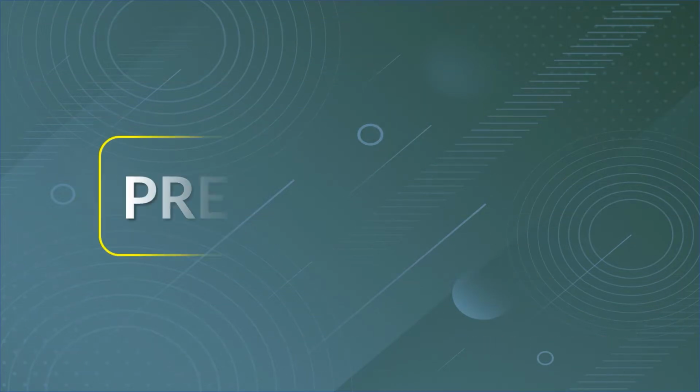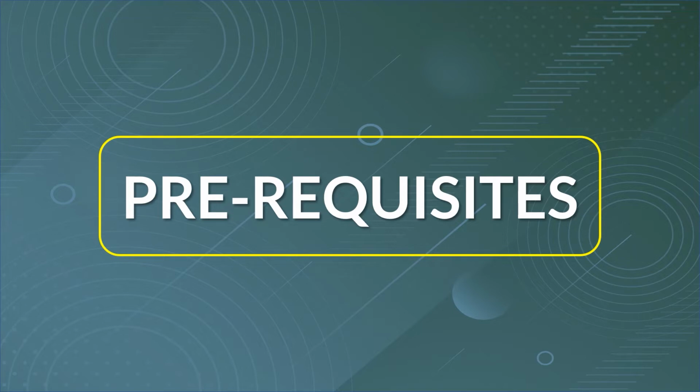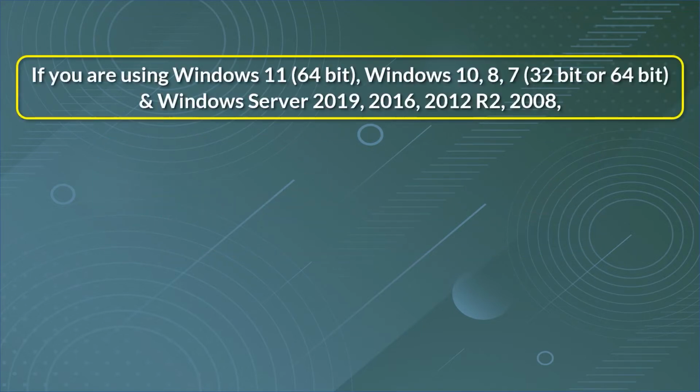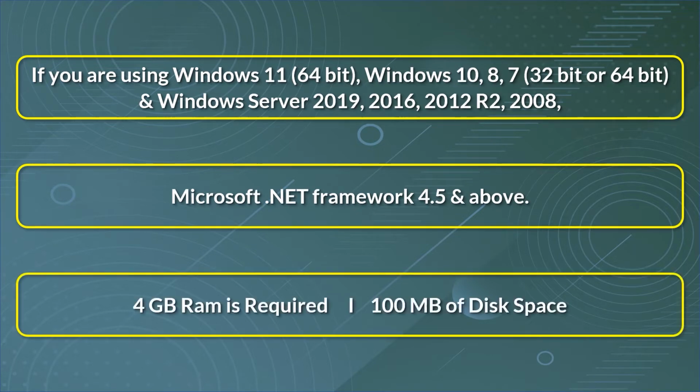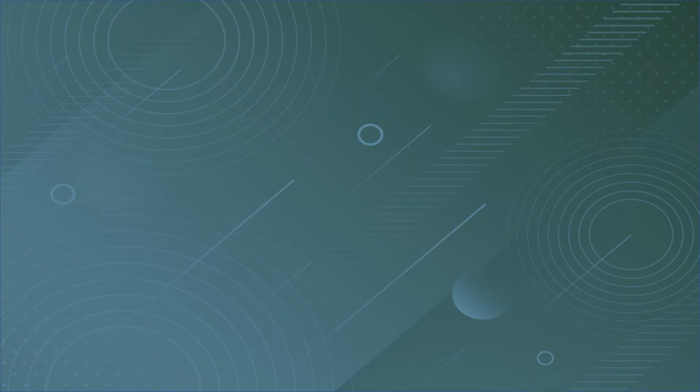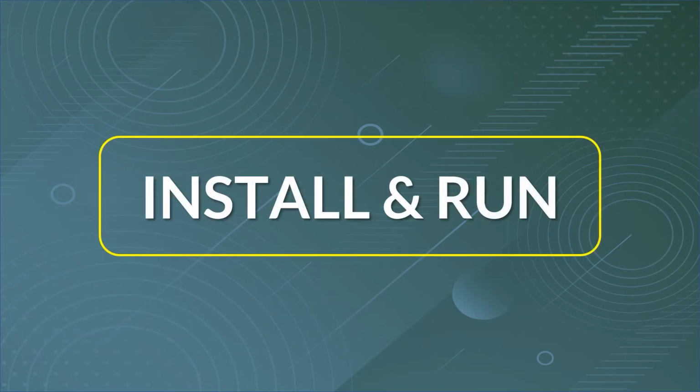Now let's check out the prerequisites before installing the software. Please launch the tool as run as administrator if you are using these Windows and Windows servers. Microsoft .NET Framework 4.5 and above. 4GB RAM is required and 100MB of disk space. Now let's install and run the tool to check its working process.